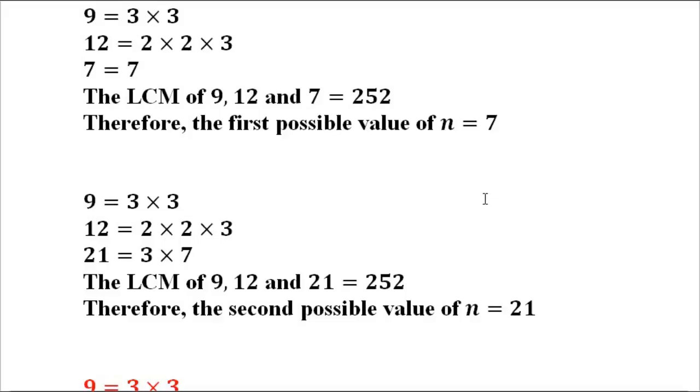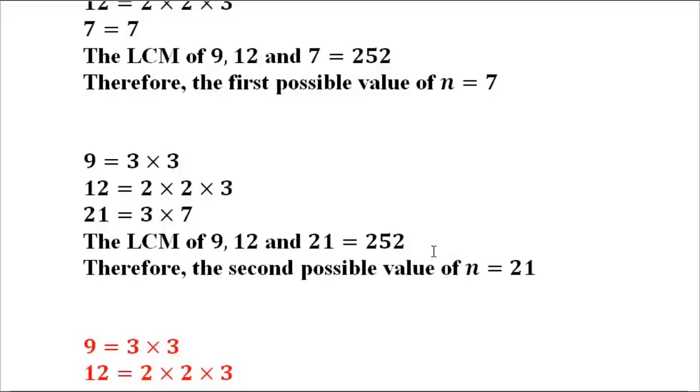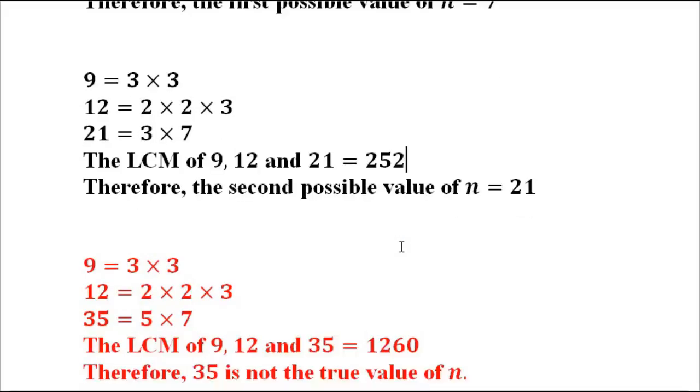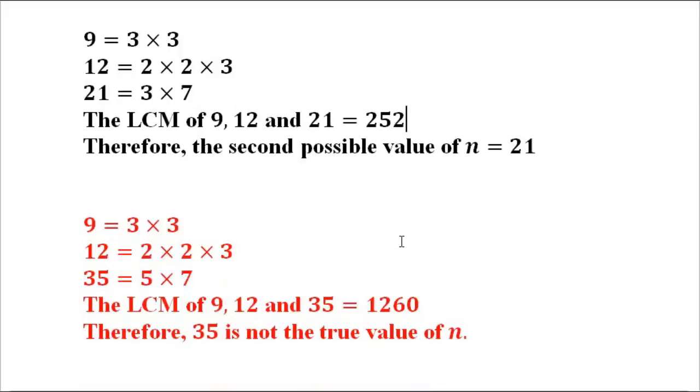Let's check it out. Here is the factorization of 9, 12 and 21 to find their LCM. Their LCM is 252, which confirms our assumption. We have found the second value of n. Let's see if there is any other possible value of n.